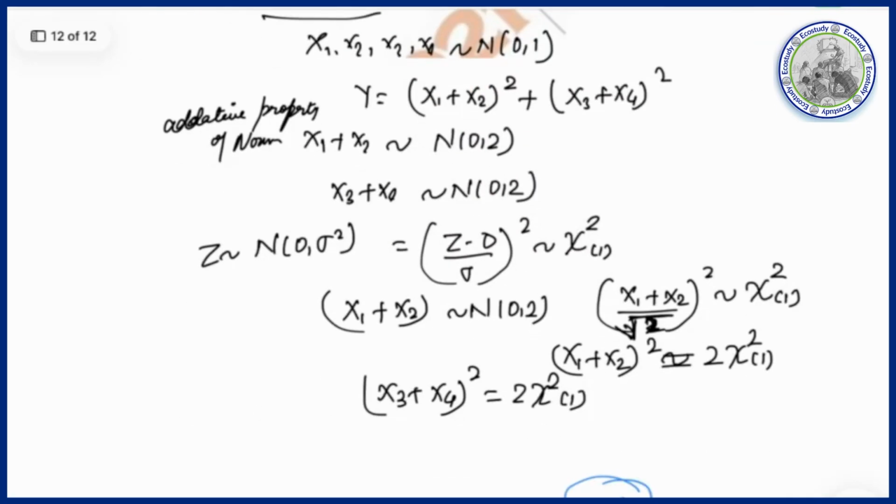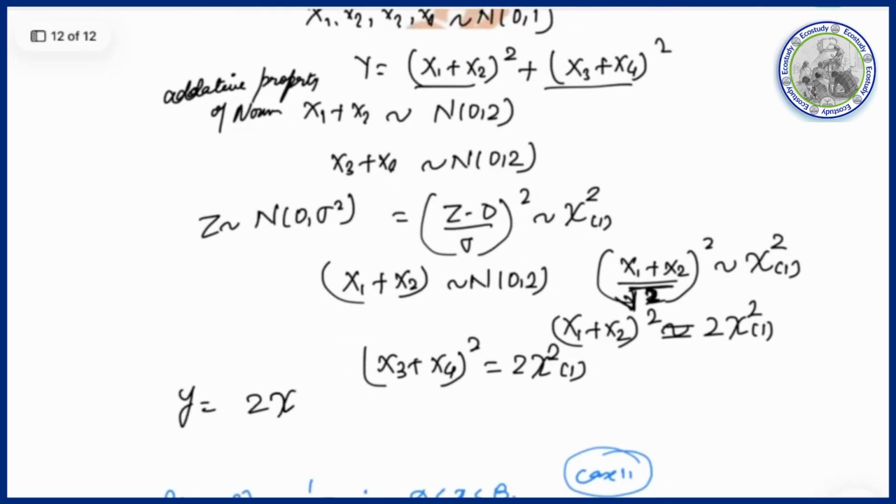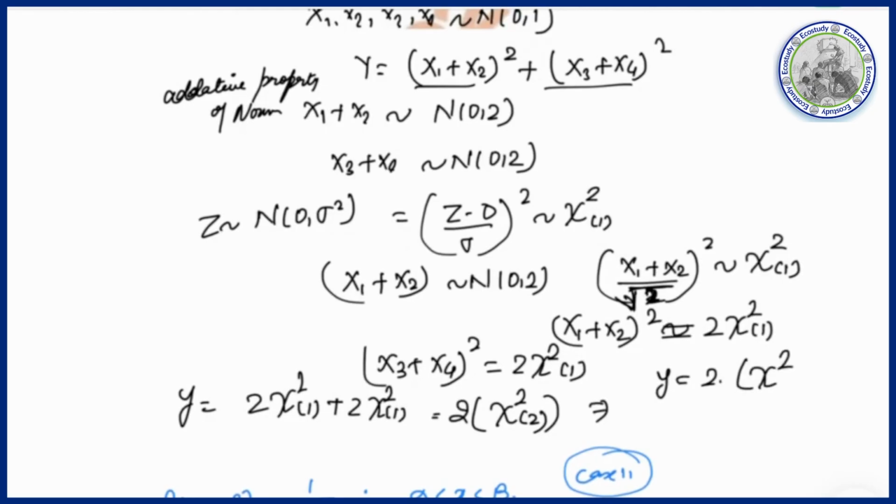Now, Y is equal to what? (x1 plus x2) squared plus (x3 plus x4) squared, that is 2 chi1 squared plus 2 chi1 squared. Take the 2 common; that is 2 times chi-square with 2 degrees of freedom. Now if Y follows 2 times chi-square with 2 degrees of freedom, what will be the variance of the chi-square?